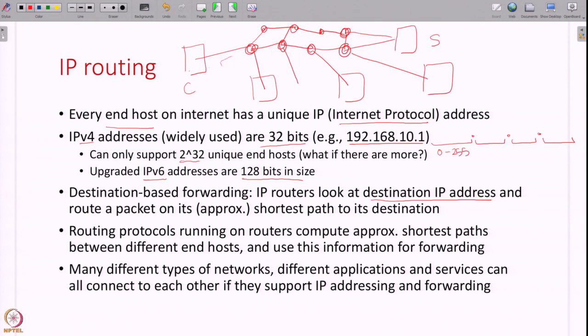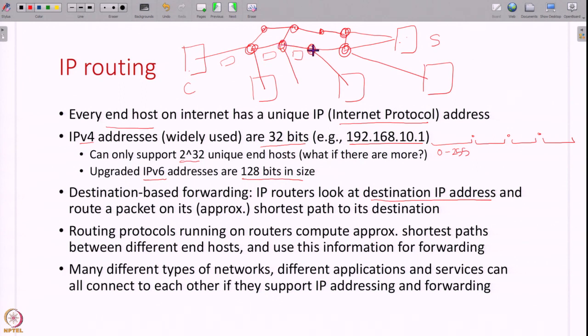The client is sending many packets, and each of these packets will have the address of the destination, the server's address, inside them, and each router will look at this destination address and send the packet to the server. So, then the next question comes up: how do these routers know what the path is? How does this router know I should send the packet here? How does this one know I should send the packet here?